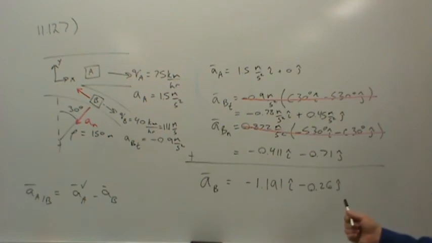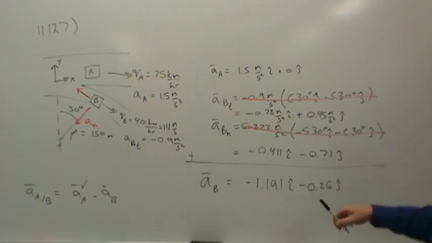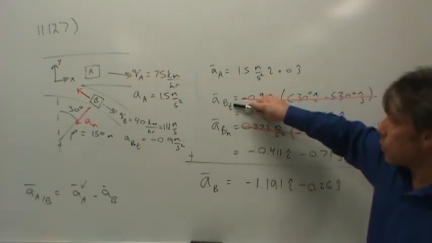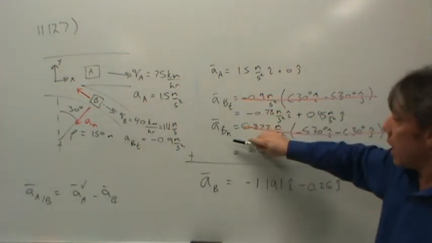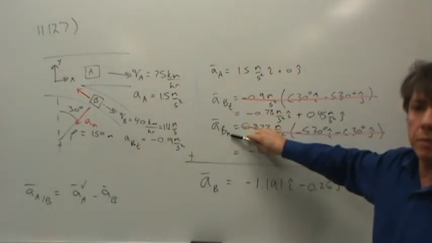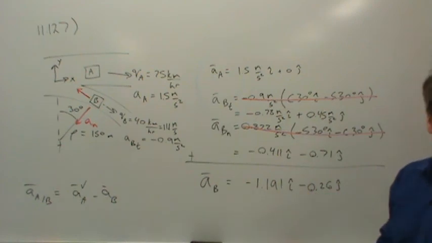Now that was a lot of work, but the reason it was a lot of work is because we had to resolve both the tangential component of the acceleration of b and the normal component of the acceleration of b. Then we had to sum them together. Okay.